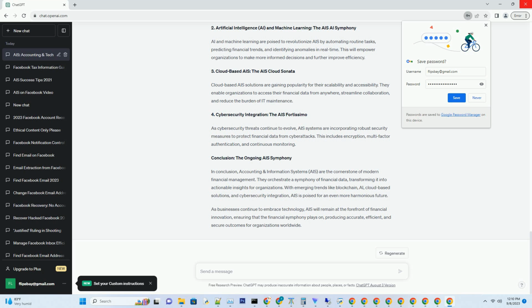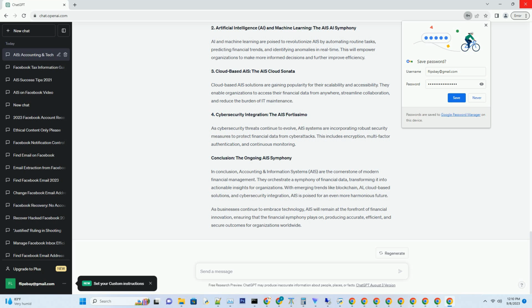Number 4: Cost savings, the AIS intermezzo. Implementing AIS can lead to significant cost savings in the long run. It reduces the need for manual data entry, minimizes errors that require costly corrections, and enhances overall operational efficiency.